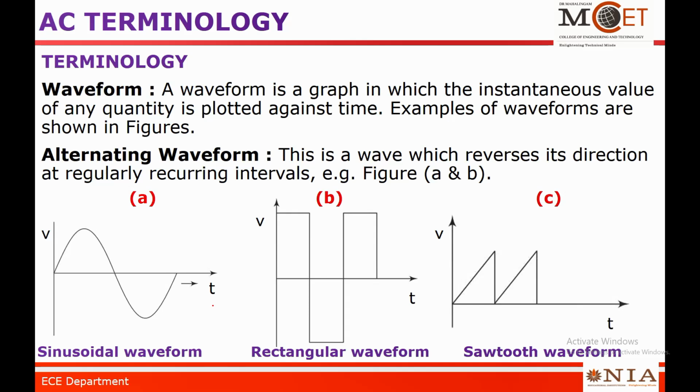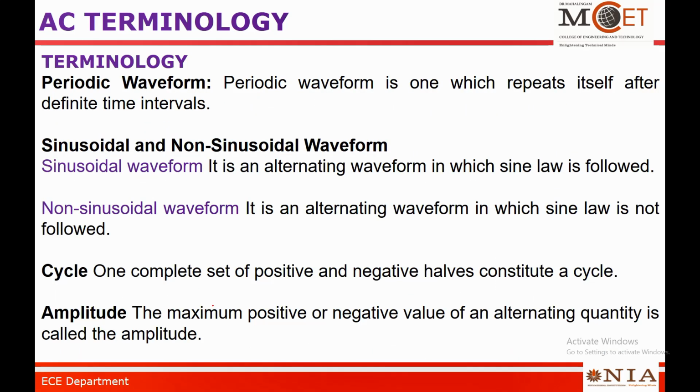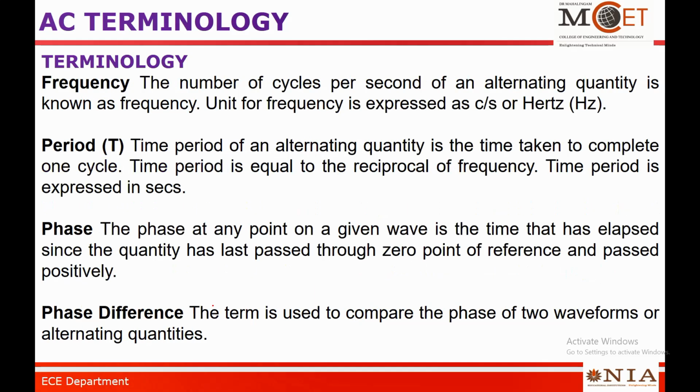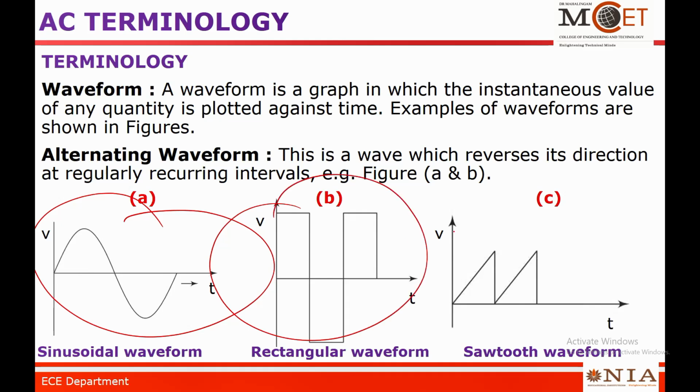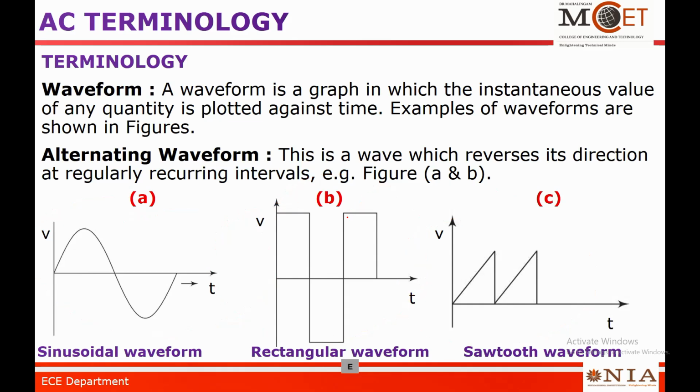Now various terminology is going to be introduced in alternating current, such as waveform, alternating waveform, periodic waveform, sinusoidal and non-sinusoidal waveform, cycle and amplitude. Also frequency, period, phase and phase difference, which apply to any waveform such as sine, rectangular or triangular waveform. So we are going to see what is meant by waveform, alternating waveform, time, amplitude, phase and so on.